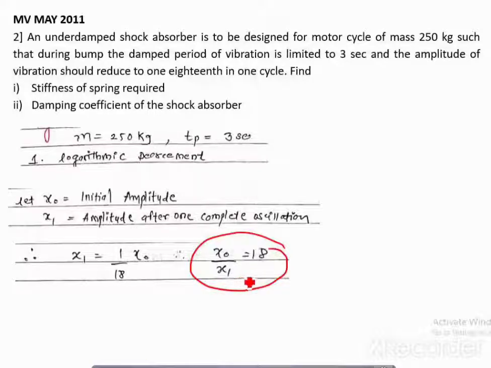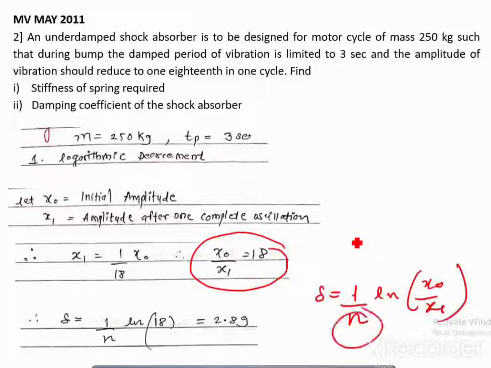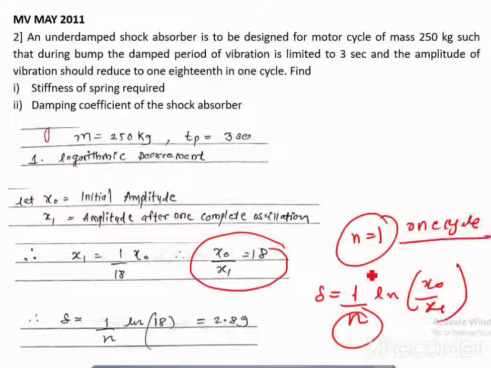Now once you have got the ratio, you know that del is equal to 1 upon n, where n is the number of cycles, into ln of x0 upon x1. This is a basic formula, right? Now here what is n? n is equal to 1. Why 1? Because we have considered only one cycle. So 1 upon n is equal to ln of 18.